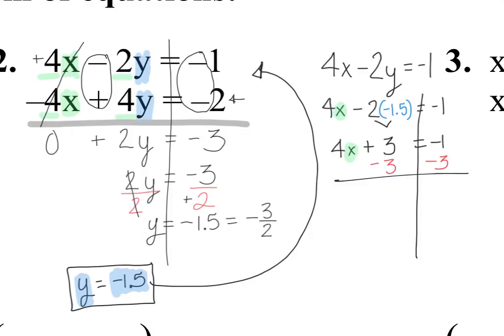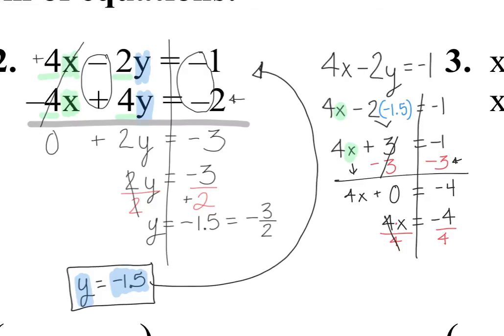Positive 3 minus 3, additive inverses means they equal 0, just like in our elimination method. Negative 1 minus 3, same sign, so I add. Keep the sign of the bigger number, and that's going to be negative 4. Drop down that 4x. So 4x plus 0 is just 4x. And 4x equals negative 4. Very last step, get rid of that multiplication by dividing.